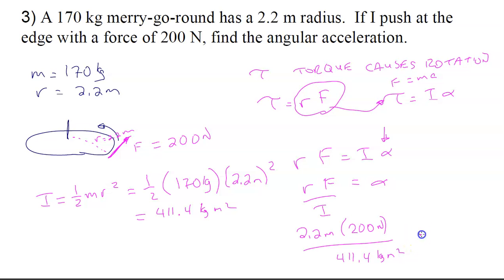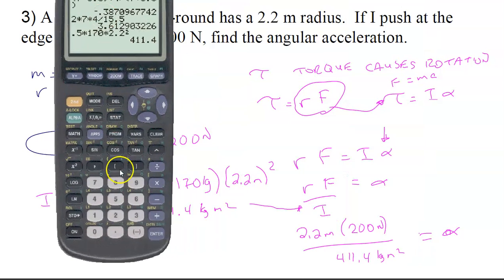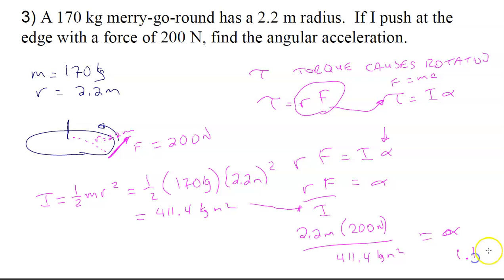And then you could finally do that thing. Remember, we were just getting this I and putting it in down here. But there's the whole deal. And I'll just come in and get you a number real quick. 2.2 times 200 divided by that last number. Second answer, we'll pull that back up, would be 1.07, 1.1. And that's going to be radians per second squared right there.